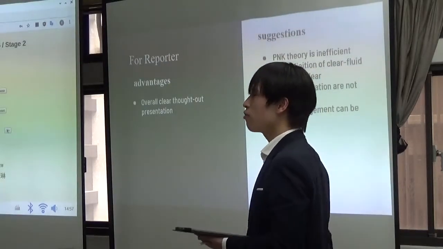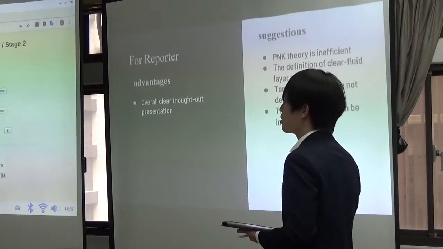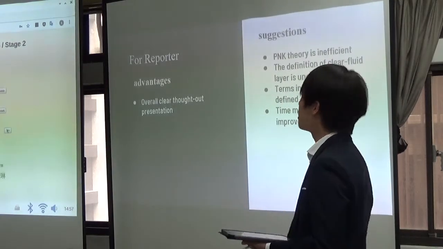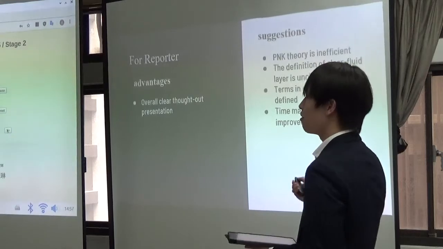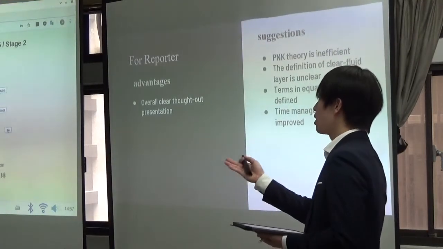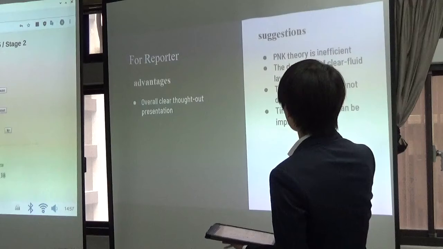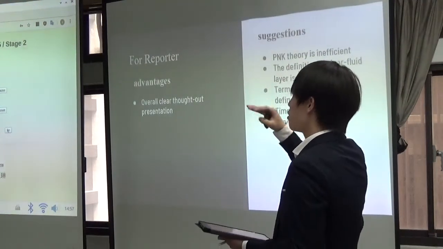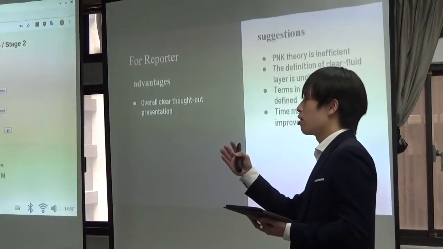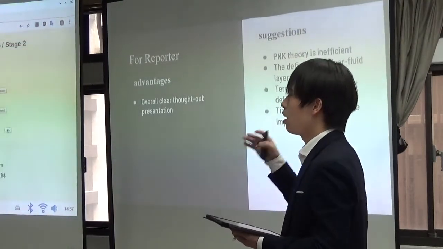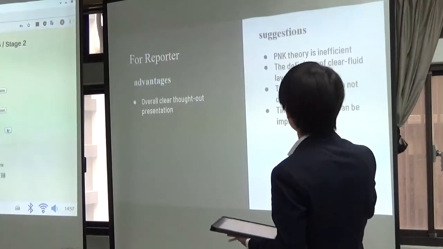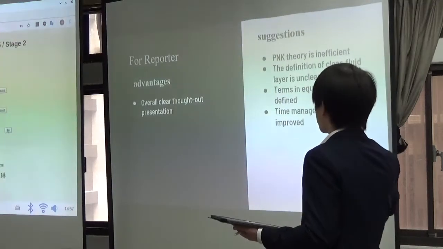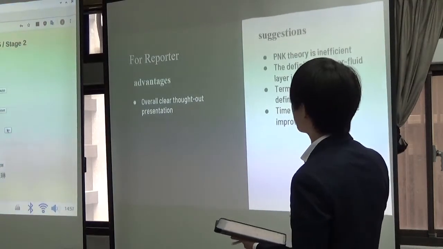So some advantages for the reporter. First of all, an overall clear, thoroughly thought-out presentation. Suggestions would be that, first of all, PNK theory is insufficient, which they use their correction method. Second, the definition of the clear fluid layer is unclear, I believe. And also the definition of the stopping point where they recorded their data was also not defined as clearly as possible. Thirdly, the terms in the equation are not defined thoroughly. Finally, time management can be improved as well.